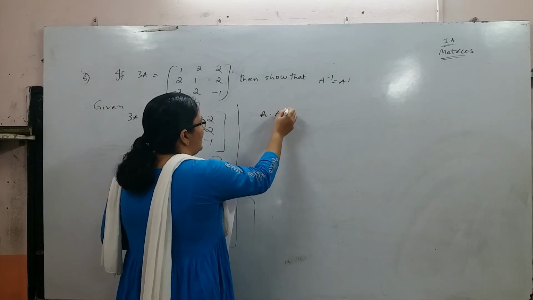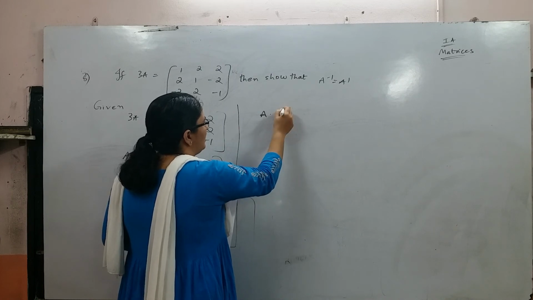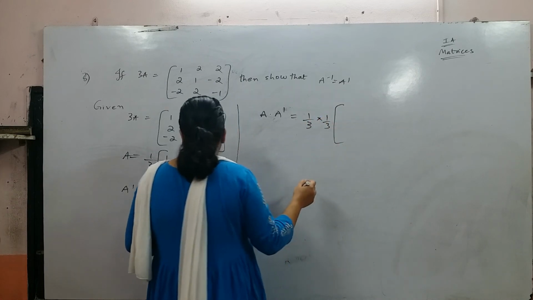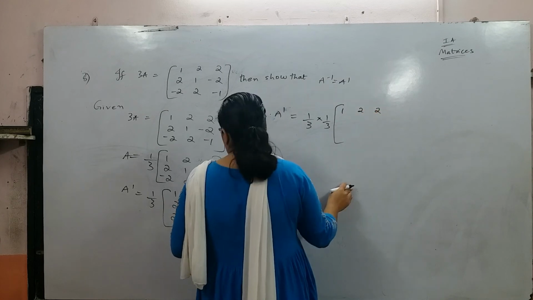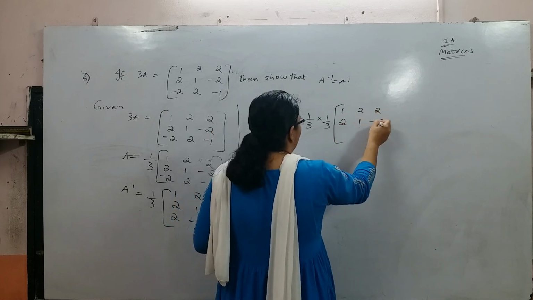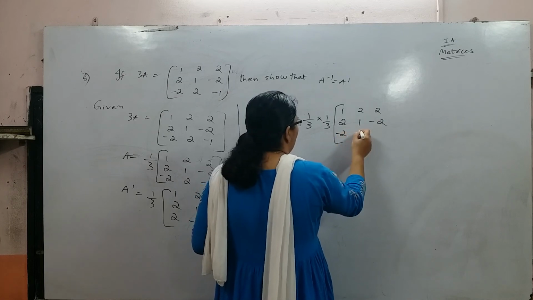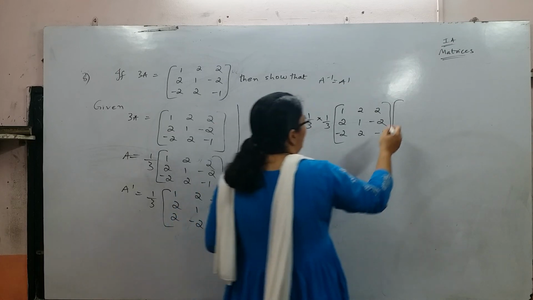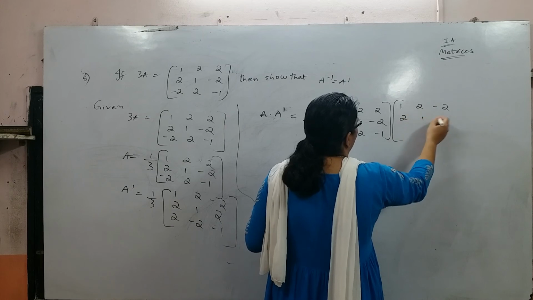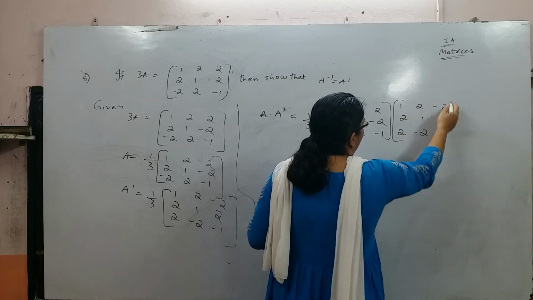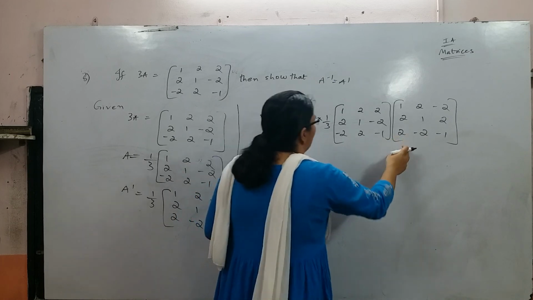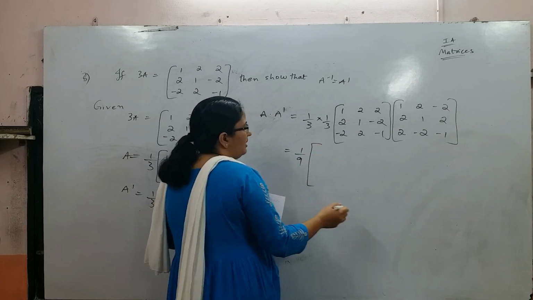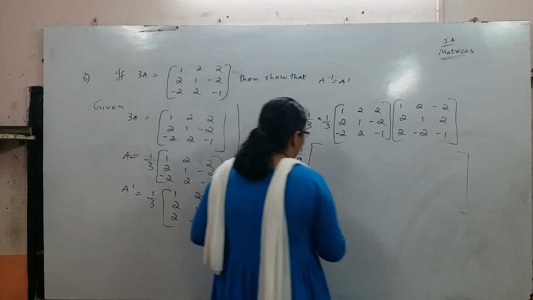A into A transpose. That is equal to 1 by 3 into 1 by 3, 1 2 2, 2 1 minus 2, minus 2 2 minus 1, times 1 2 minus 2, 2 1 2, 2 minus 2 minus 1. We have to multiply these two. We have to get an identity matrix. Let us check for identity matrix.